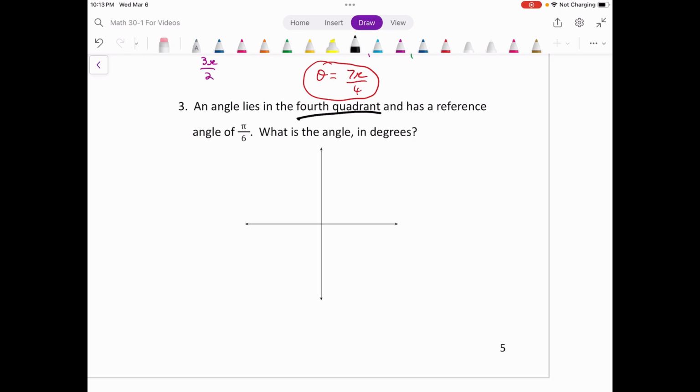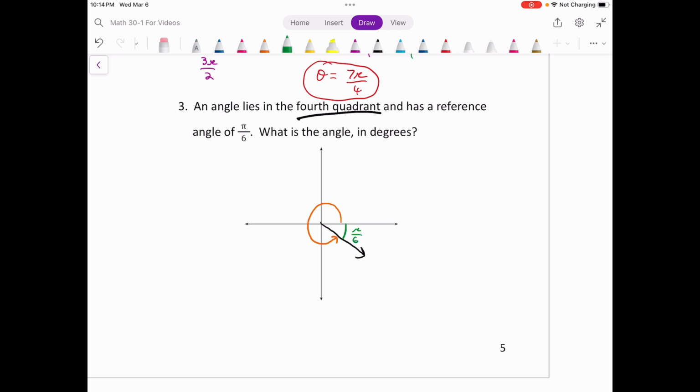We're in the 4th quadrant. Okay, so we are somewhere in quadrant 4. So my terminal arm is somewhere like this. It's probably not accurate in terms of what the angle actually looks like, but it's good enough. It's in the right quadrant, okay? It has a reference angle of pi over 6. So this angle here, reference to the x-axis, is pi over 6.